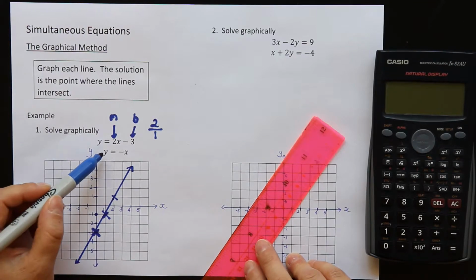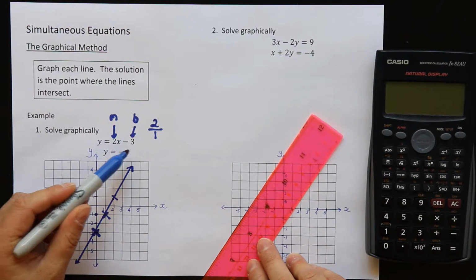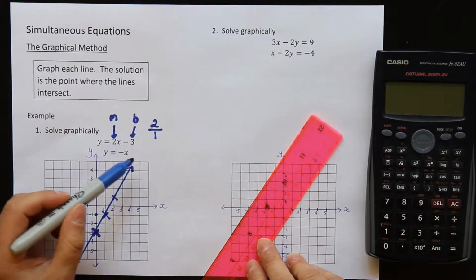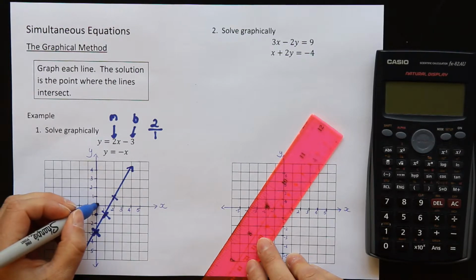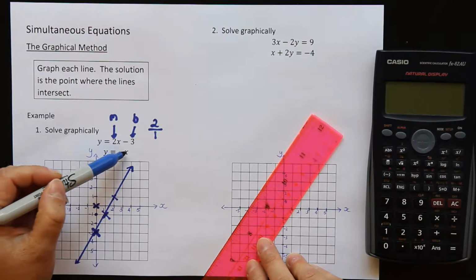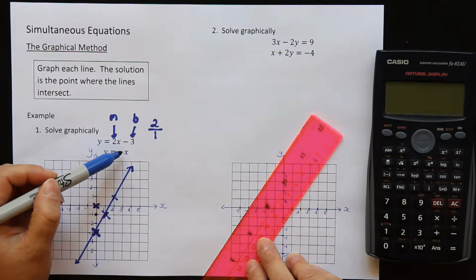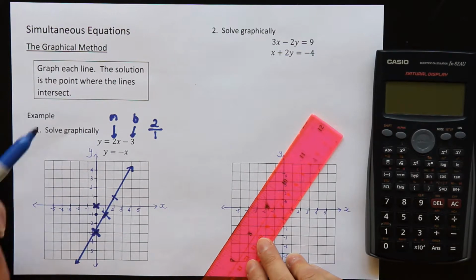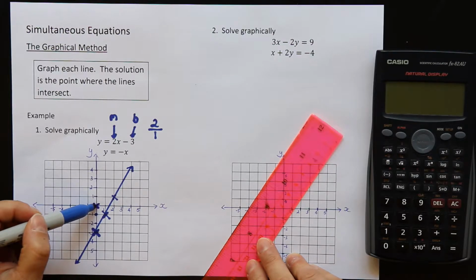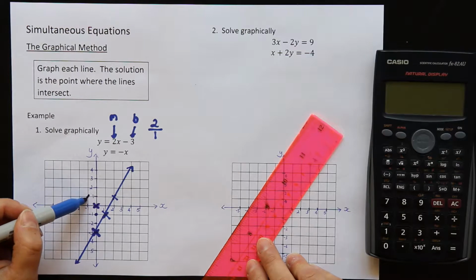For the second line here, y equals minus x, there's actually no number on the end, which means my y-intercept is 0. So right here in the middle, my y-intercept is 0. My gradient is a negative 1. That means I need to rise 1 and run 1, but to the negative side. So starting from your y-intercept, rise 1 and run 1 to the negative.